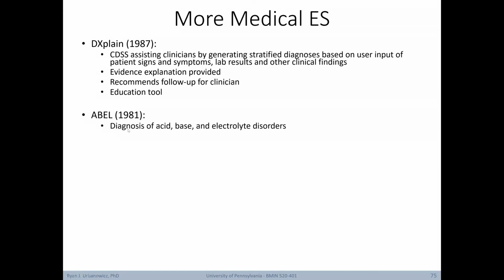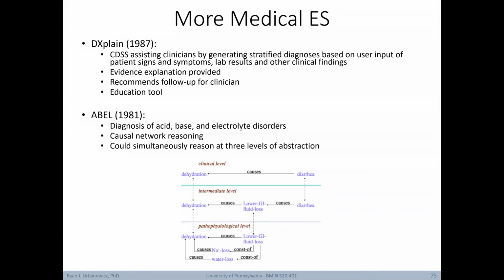This expert system could be used for the diagnosis of acid, base, and electrolyte disorders. This system used a causal network reasoning approach, which could simultaneously reason at 3 levels of abstraction: the clinical level, intermediate level, and pathophysiological level.